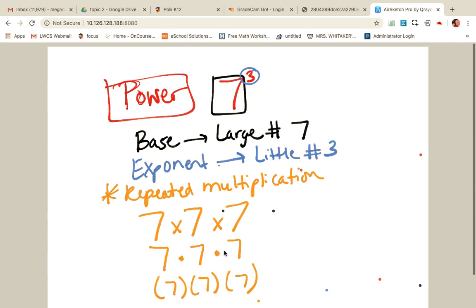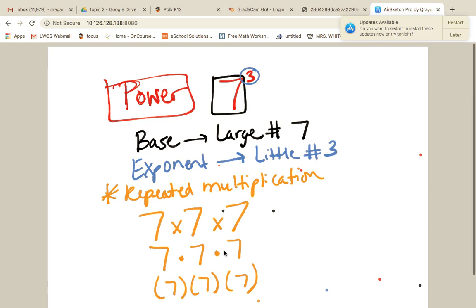So again, let's review. The whole thing together is called the power. The big number, the 7, is called the base. The little 3 is called the exponent. And what do we do with these numbers? We do repeated multiplication. We take that base and repeatedly multiply it with that exponent amount.